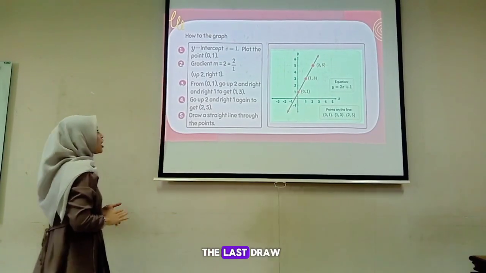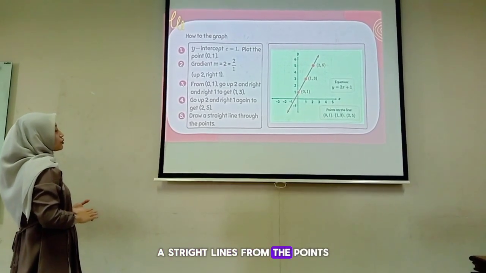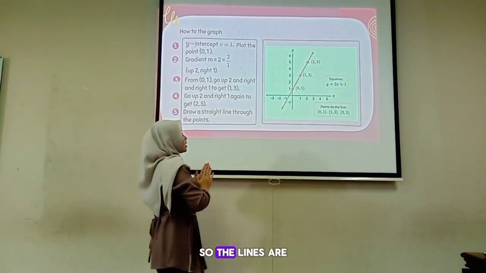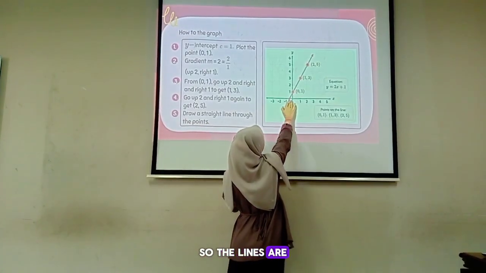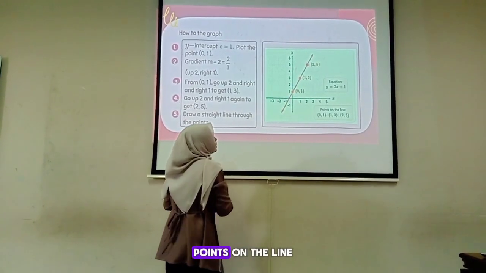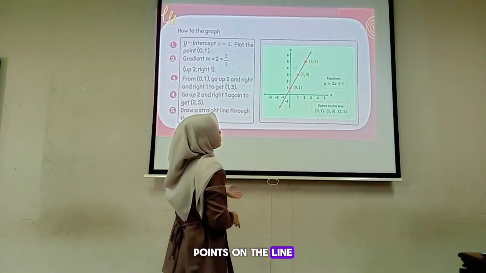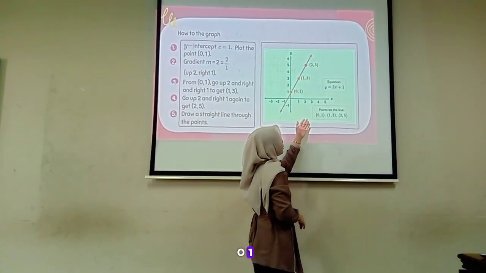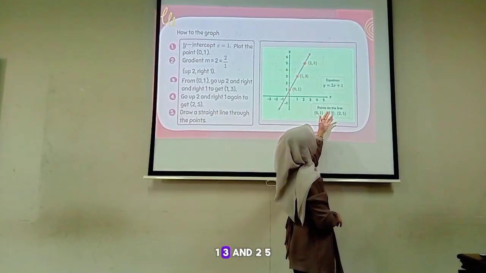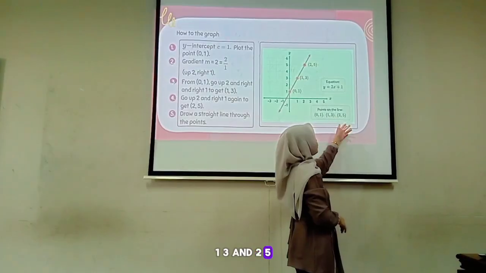Then, draw a straight line through the points 0, 1, 1, 3, and 2, 5.